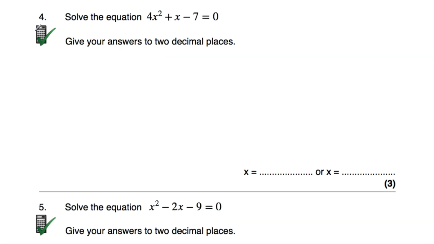Okay, let's have a look at question number 4. So question number 4, we've been asked to solve the equation 4x squared plus x minus 7 is equal to 0 and to give our answers to two decimal places. So a in this case is not 0, that's great. A is equal to 4.